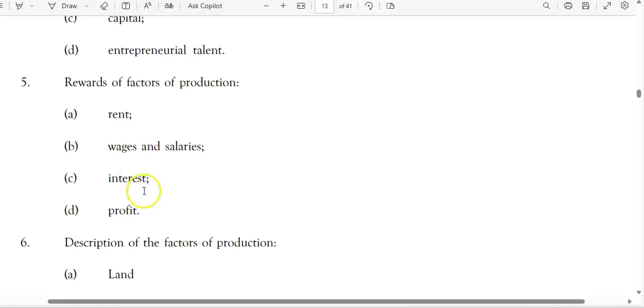Now we're going to look at interest as a reward for a factor of production. Now, interest is the payment made for the use of capital. Do you remember what capital is as a factor of production? That is for using money, tools, or equipment provided by someone else. It is the reward earned by those who supply capital to a business or production process.